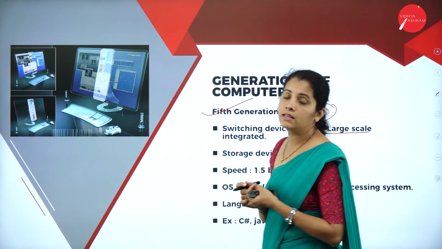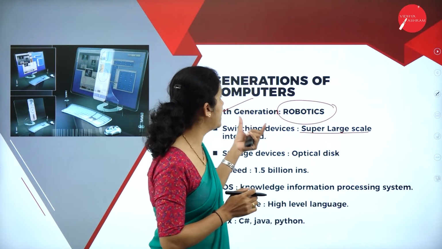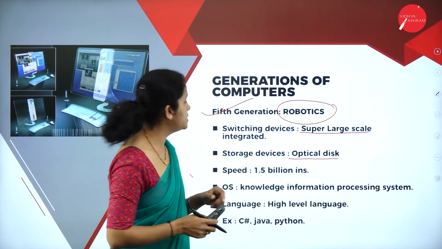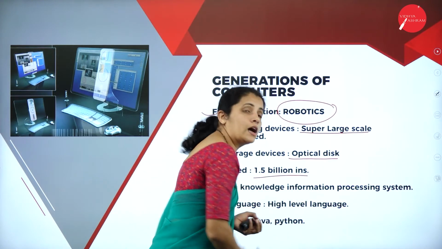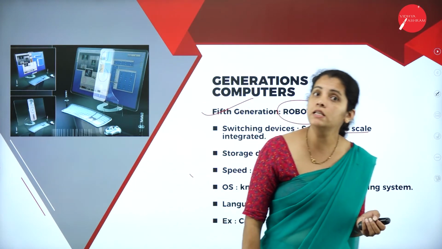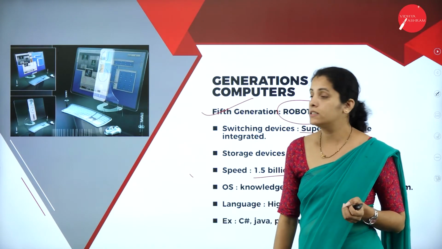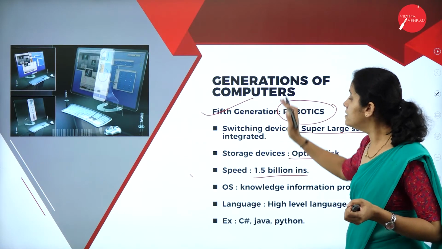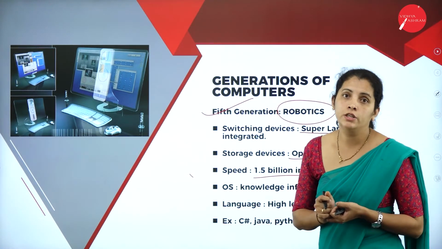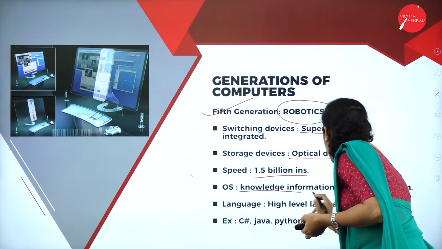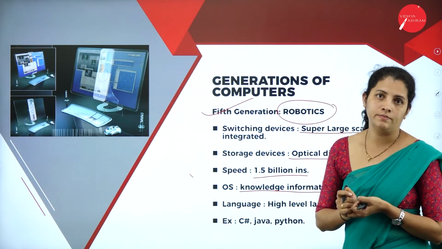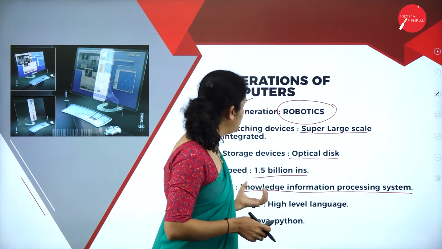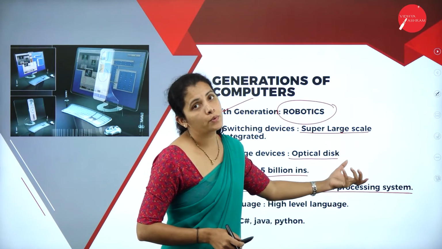the storage devices supported by these kinds of computers are optical disk, and the execution speed of the computers is measured in terms of billions of instructions per second. That is nothing but 1.5 billion instructions, and the operating system used during this time is knowledge information processing system. I repeat, the operating system used during this time is nothing but the knowledge information processing system.